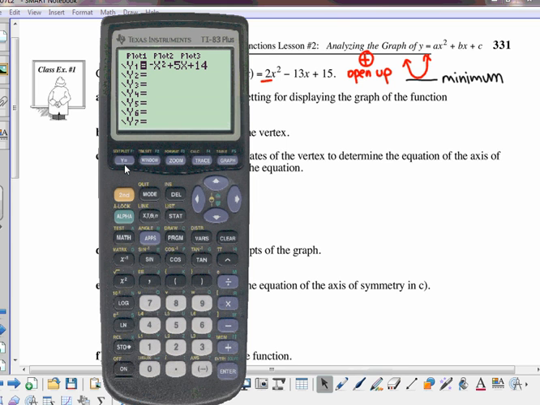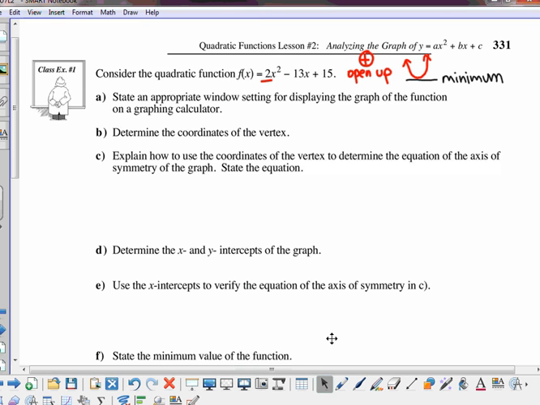Y equals. Bean, you with us? Okay, 2x squared minus, quickly, plus 15. Now, just go zoom 6. So we're going to go regular windows to start. Zoom 6. Ooh, we can see it. Our windows are good? Would we need to change them? Zoom 6. So right now, it says state your windows.